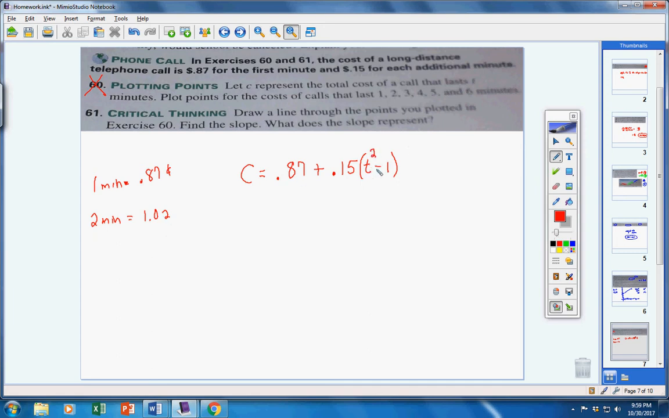2 minus 1 is 1. Put a 2 right here. 2 minus 1 is 1. 1 times 0.15 is 0.15 plus 0.87 is $1.02, so it works, okay? And so on and so forth.